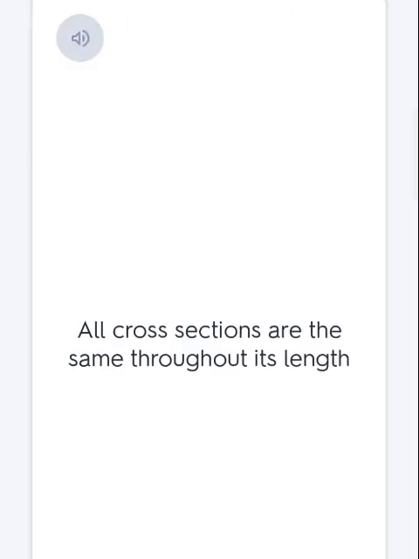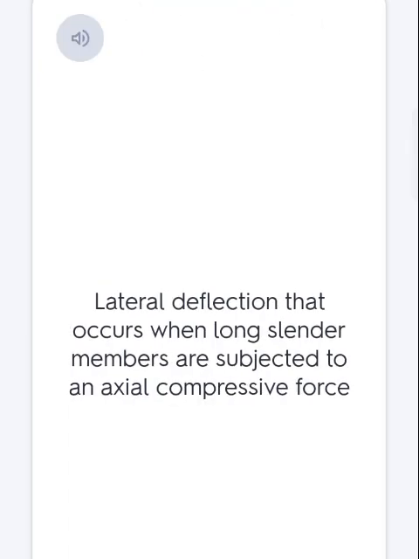Prismatic. All cross-sections are the same throughout its length. Buckling. Lateral deflection that occurs when long slender members are subjected to an axial compressive force.